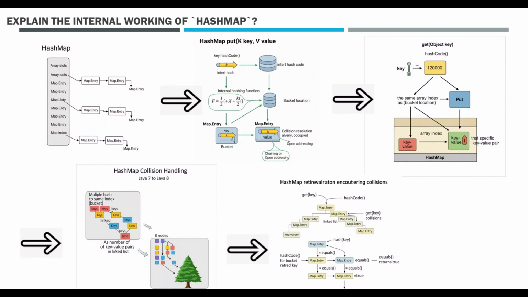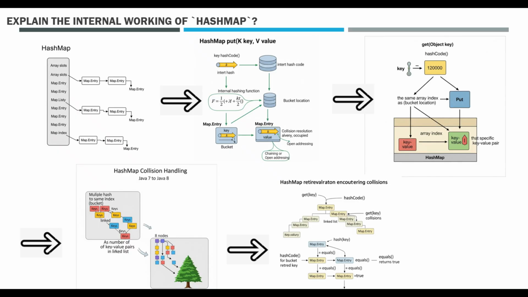Now we will look into the get operation. When you call get, the hashCode method of the provided key is again calculated, and it is going to find the index. Then the hash map goes into that particular bucket and pulls out that particular information.